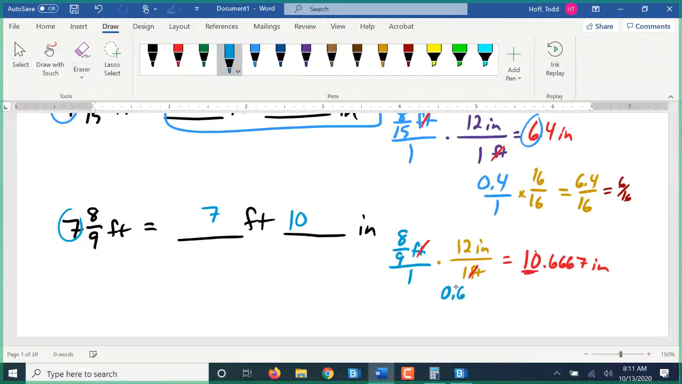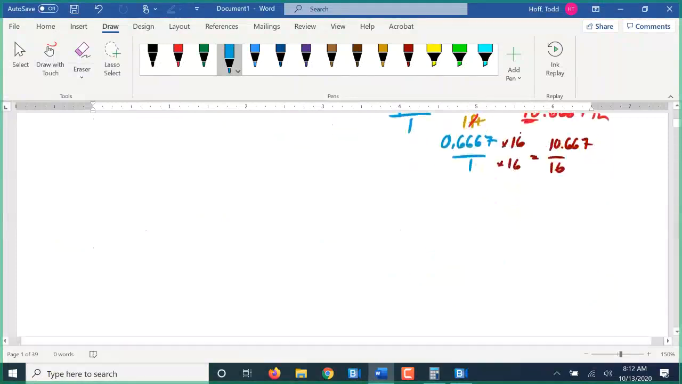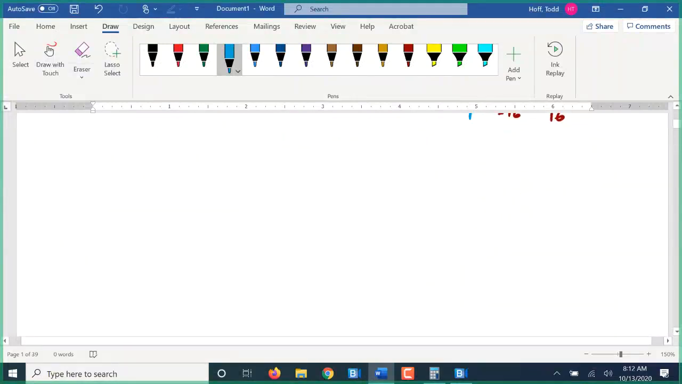And it's the 0.6667 that we're going to convert to sixteenths. 1 times 16 is 16. 0.667 times 16 is 10.667, which is 11 sixteenths. So it's 7 foot, 10 and 11 sixteenths. And we could even go up to 3 units with this.